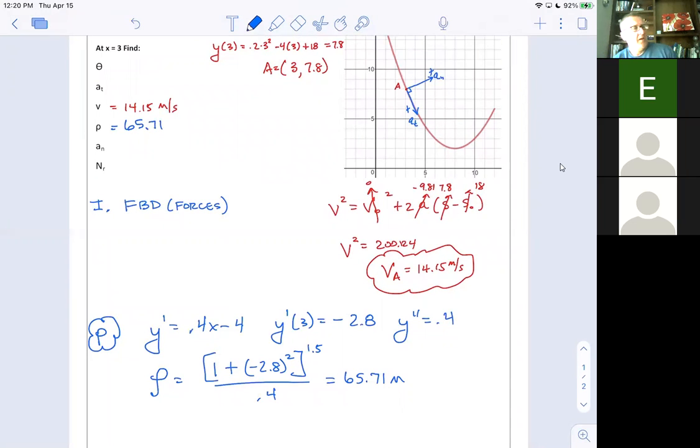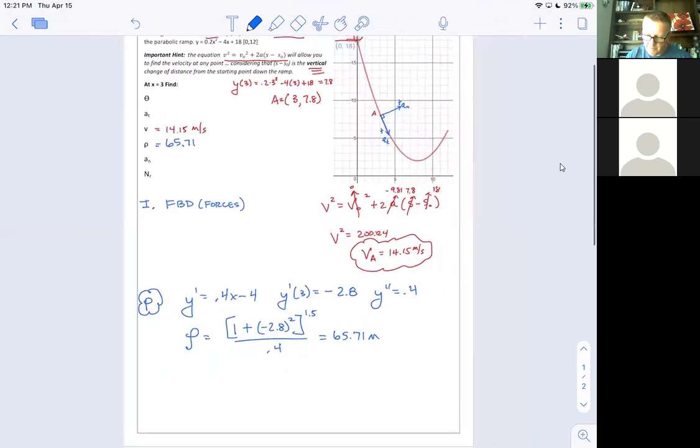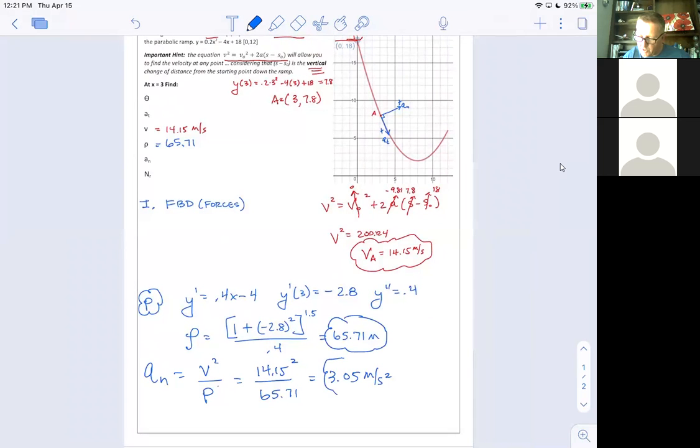We'll see. I'll bust through this really quickly. Well, now that I know that, does it make sense you could find a sub n? Because a sub n is velocity squared divided by rho. And since I know my velocity at A is 14.15, I'm just using things that I know. If I divide those two, 14.15 squared divided by rho, I end up with 3.05 meters per second squared. And so that's a cool answer. That's one of the things I needed to know.